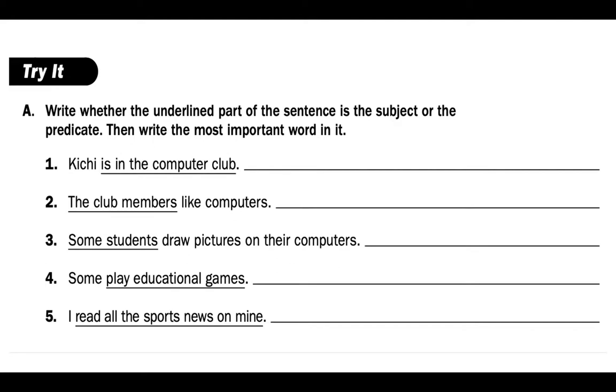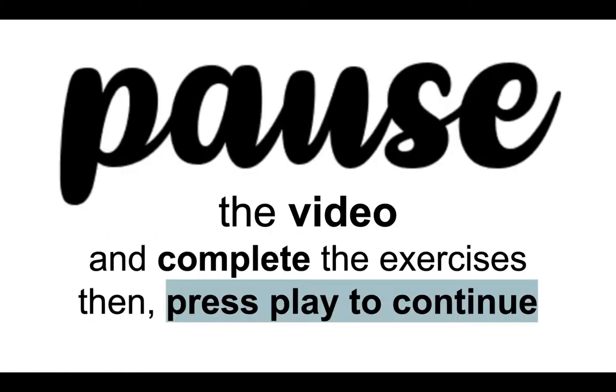Kichi is in the computer club. Is in the computer club, the underlined part, is the predicate. Is the most important word in it because it is the verb. Pause the video and complete the exercises, then press play to continue.